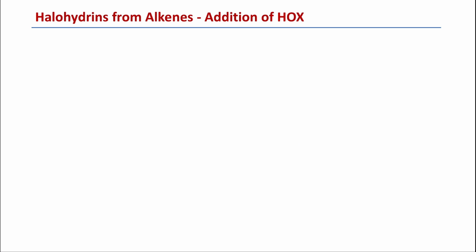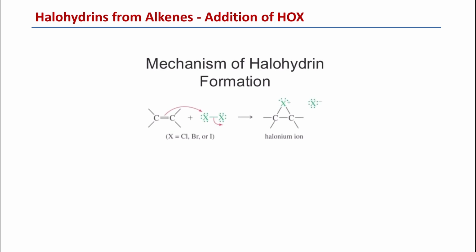So let's have a closer look at the reaction mechanism. In the mechanism of halohydrin formation, the first step is going to be exactly the same. The halogen will add to the double bond, and here, as we can see, it will give you the halonium ion. If it's bromine, it's going to be a bromonium ion. If it's chlorine, it's going to be a chloronium ion. This is the intermediate with the cyclic structure.